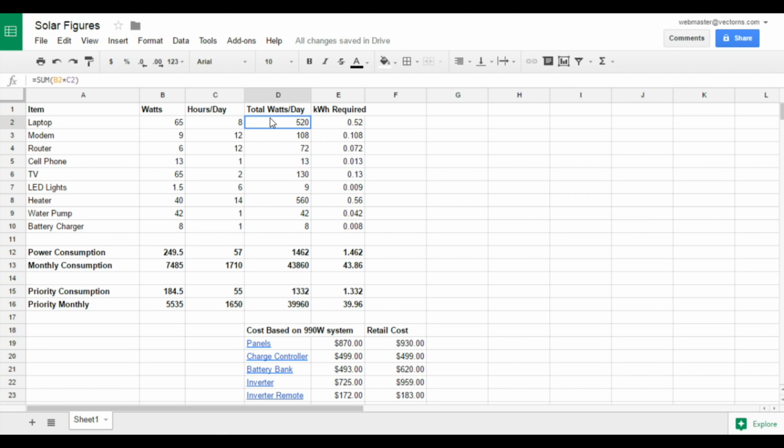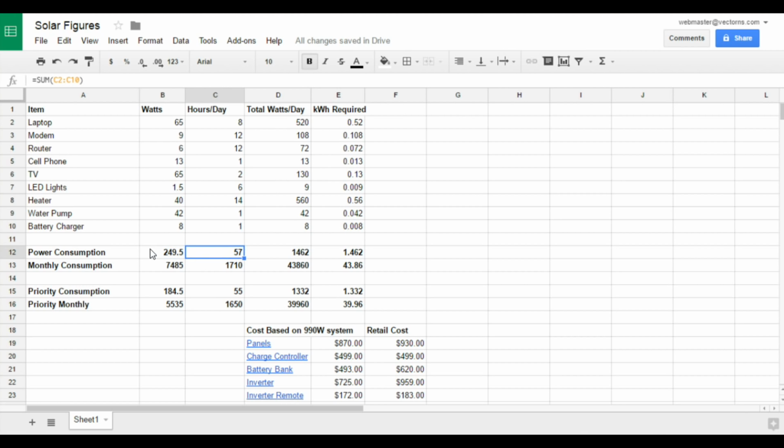So then I calculate my total watts a day. That's the watts times the hours equals the total watts. And then if I divide that by 1,000, I get the kilowatt hours that I'll actually use for each of these appliances. And then I've totaled my power consumption down here.